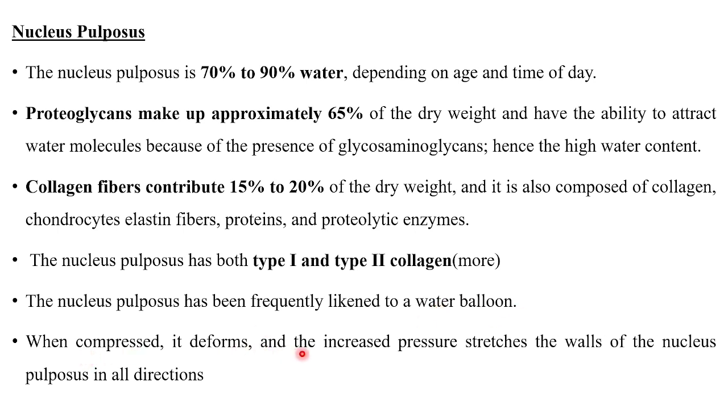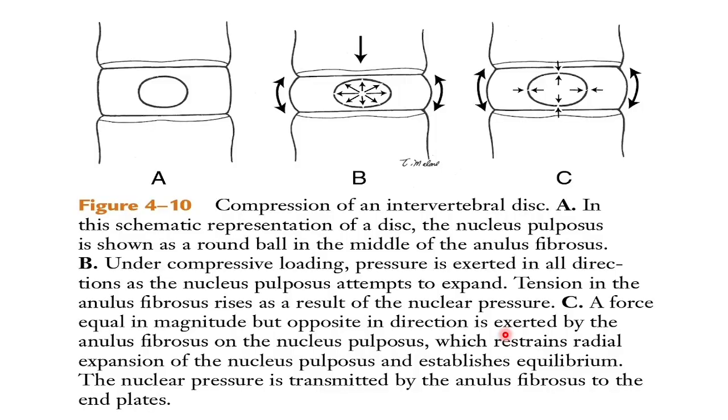When compressed, it deforms, and the increased pressure stretches the walls of the nucleus pulposus in all directions. So during compressive loading, because of the increased pressure in the intervertebral disc, the walls of the nucleus pulposus will be stretching in all four directions. So this is the loading. You can see this is the normal intervertebral disc, and this is the intervertebral disc during axial compression, in which the nucleus pulposus is loaded, compressing in all directions.